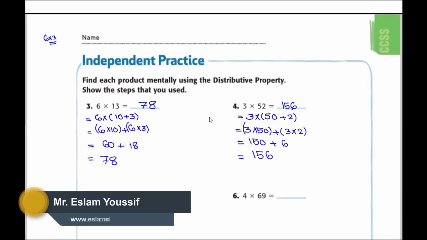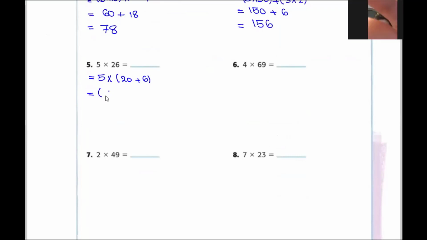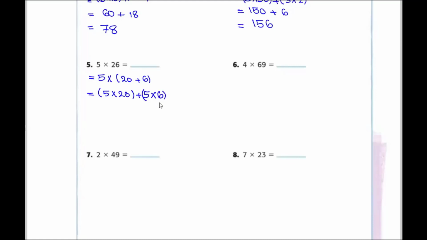Welcome. So we need Hamza Naeem to solve question number 5 with me. Ibrahim Galoom will solve number 6. So 5 multiplied by 20 plus 6. Which equals? 5 multiplied by 20, then 5 multiplied by 6. So the answer now would be?